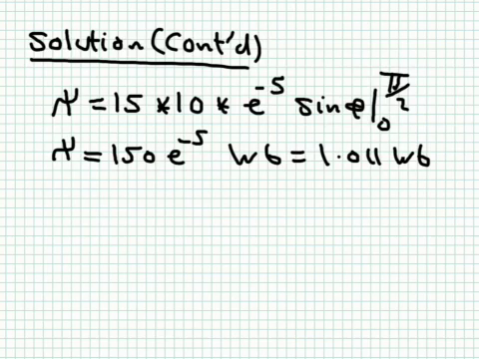So the total flux coming from that surface is 1.011 Webers. And you can see here, once we have A, we can get B through the curl of A. And once I have B, if I know mu, I can get H. I can get the flux coming out from any surface, and so on.